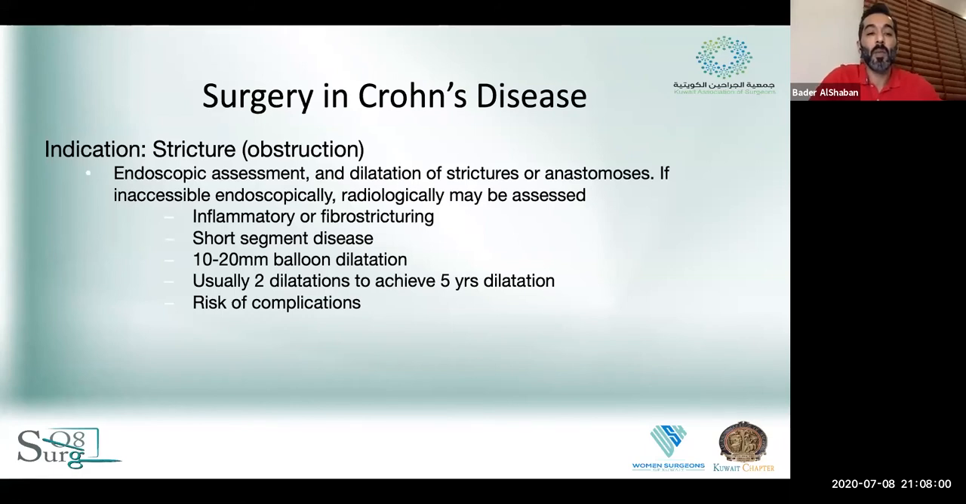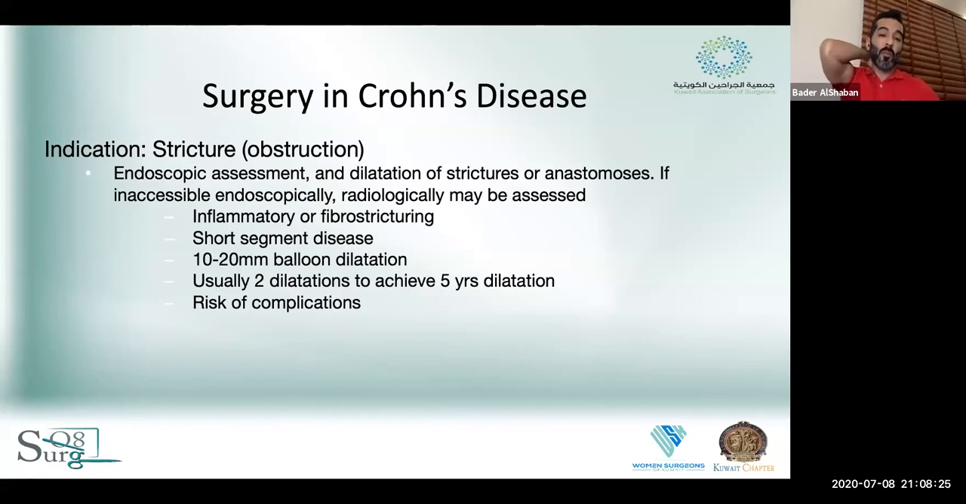If the stricture is inaccessible endoscopically, then it may be assessed radiologically. However, a stricture that may not be approached endoscopically is an indication for surgery. These strictures may be inflammatory or fibrous stricturing in nature, and an MRI may help differentiate that, or an endoscopic examination with some biopsy will help differentiate that.